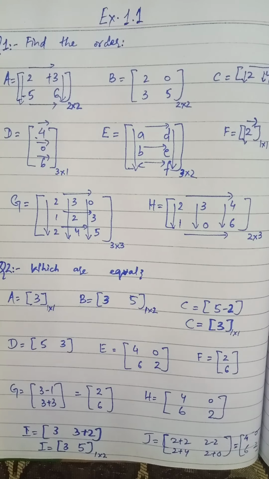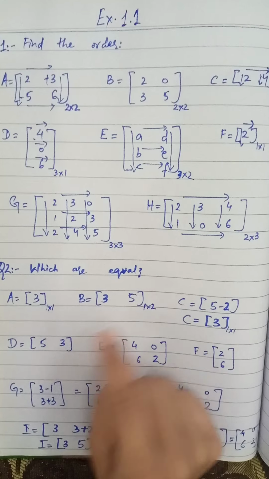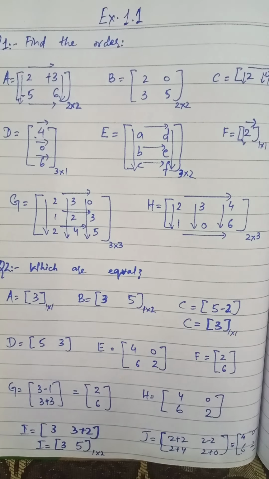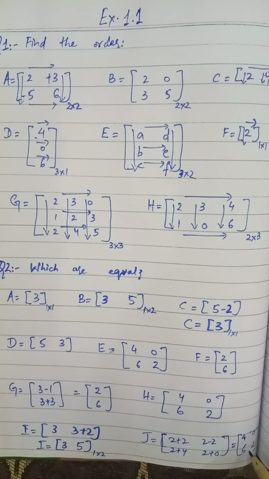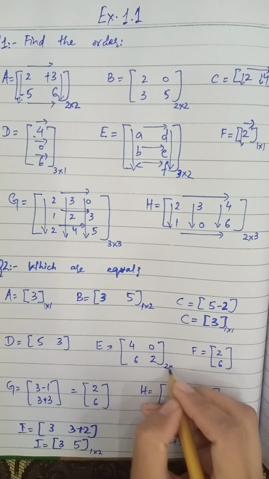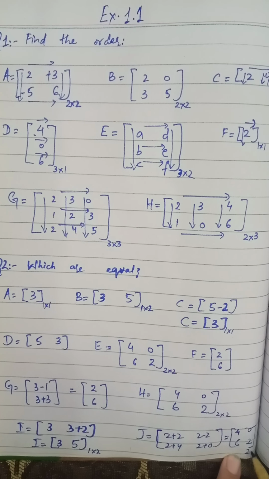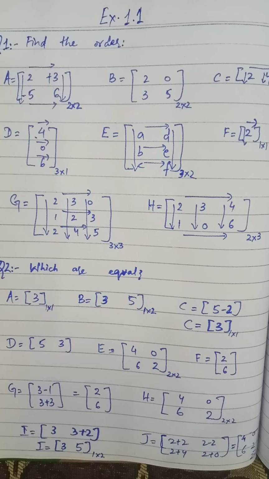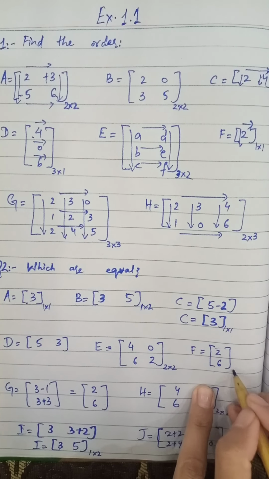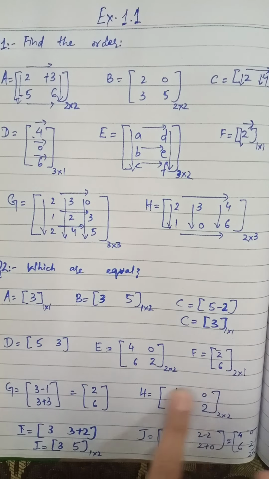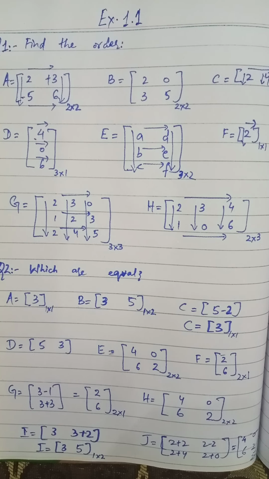No, B and D cannot be equal, because it's 3, 5 and it's 5, 3. Now E is equal to H and is equal to J: the same number of rows, the same number of columns, and the entries are also exactly the same. F is equal to G: 2 rows, 1 column. 2 rows, 1 column. All of them are done.